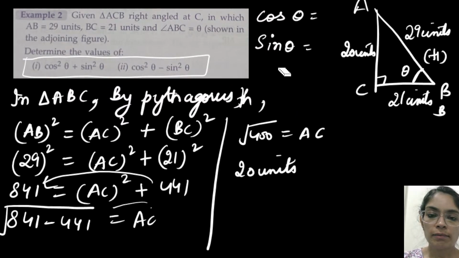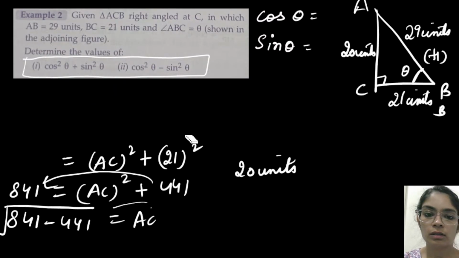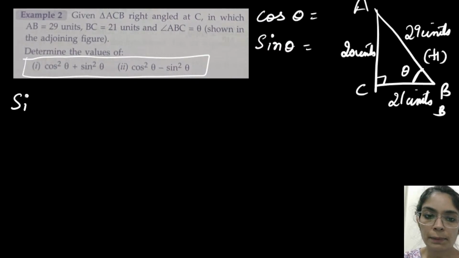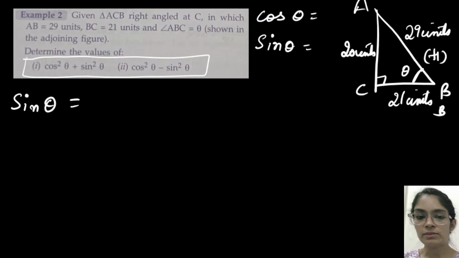Now we can find the value of sin theta and cos theta, and later we'll substitute. Theta is at angle B, so accordingly we have to see with respect to B which is perpendicular and which one is base. So sin theta. Romit, what is the formula of sin? You have understood, it's really great. So what is the formula of sin theta? Perpendicular by hypotenuse.